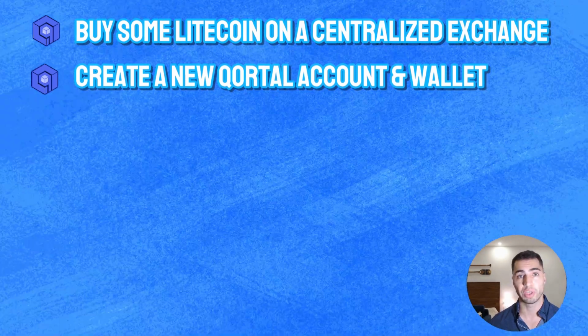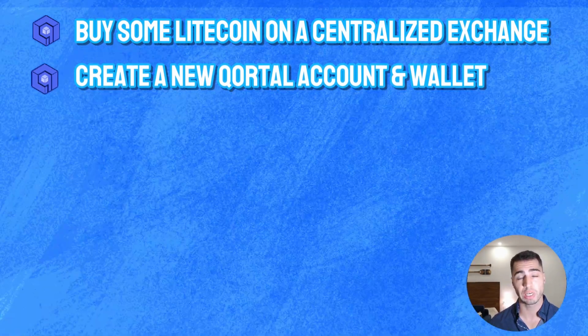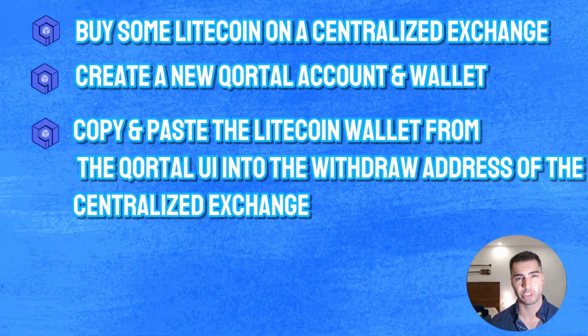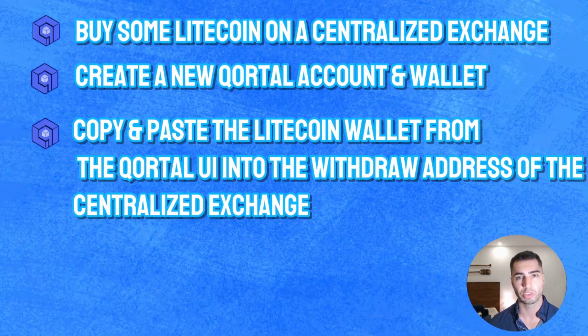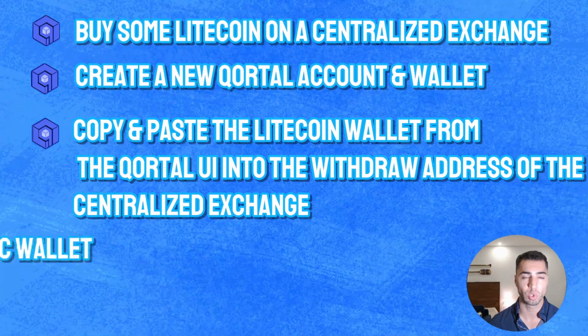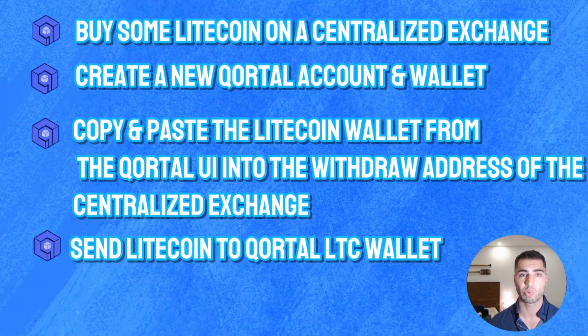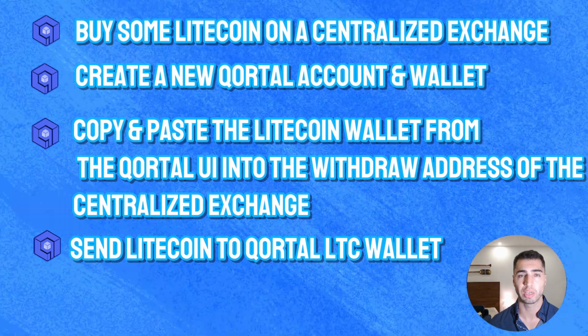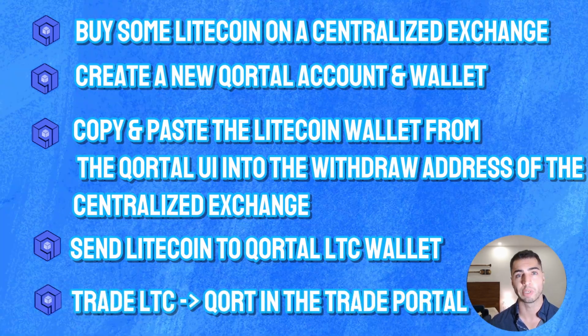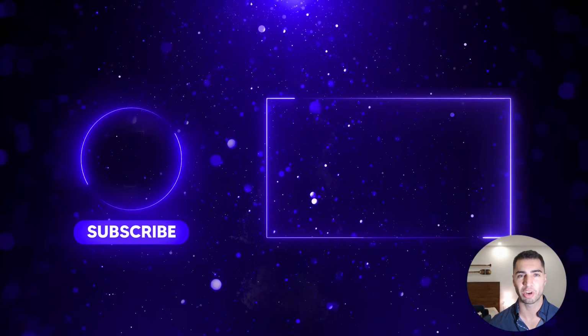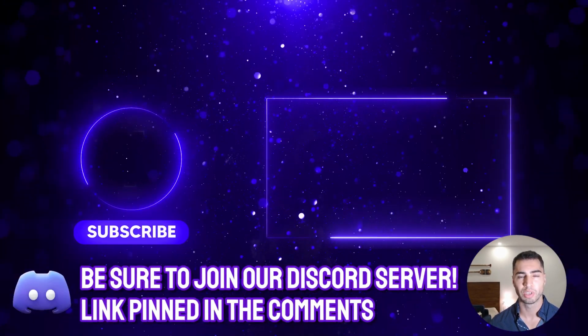Once we had the Qortal wallet, we copied the address and pasted it on our centralized exchange. With the wallet address pasted, we sent Litecoin to our Qortal Litecoin address. Once we had the Litecoin inside the Qortal UI, we visited the trade portal and we traded it against QORT. And there you have it. That's how you buy QORT at the current present time using Litecoin.